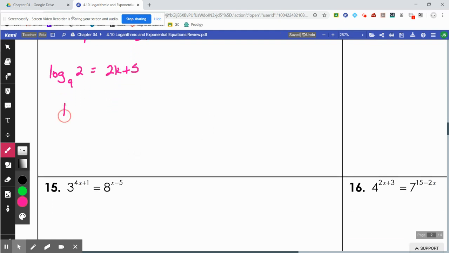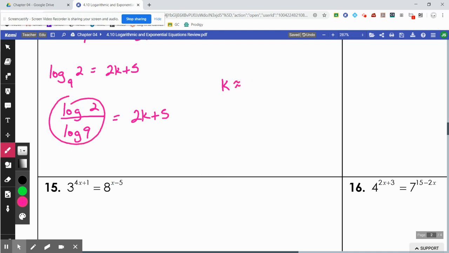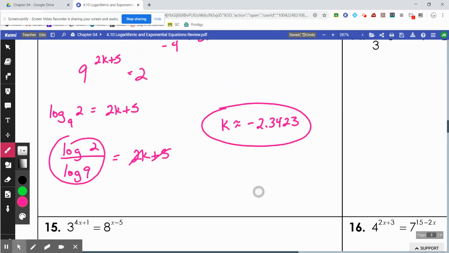We could change forms, change a base. That'd be log of 2 divided by the log of 9 equals 2k plus 5. And we can type that into our calculator. Or if you would like to, you could subtract 5 and divide both terms by 2, or multiply both terms by 1/2. It's the same thing. I'm going to type it into my calculator and go ahead and get my approximate value for k. Again, type this in, subtract 5, divide by 2, and you get k as approximately negative 2.3423.